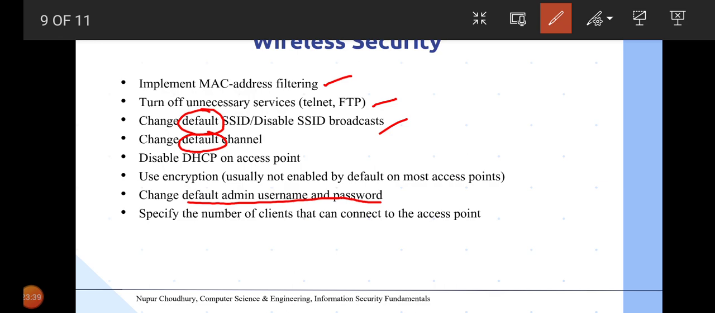We also can specify the number of clients which can connect to the access point at one time. So if we want to communicate with 5 different computers at a single time, we can do so, so that unnecessary spamming does not take place from other intruder computers.